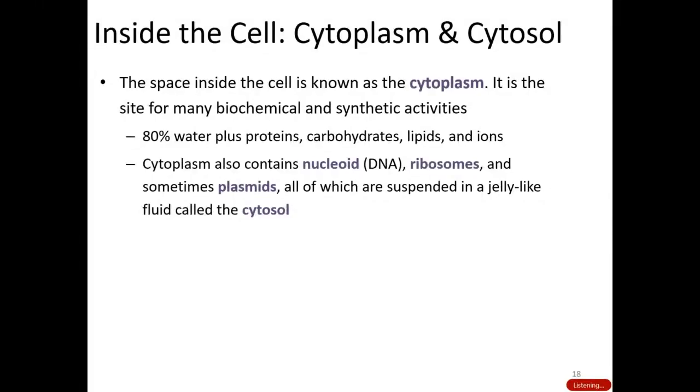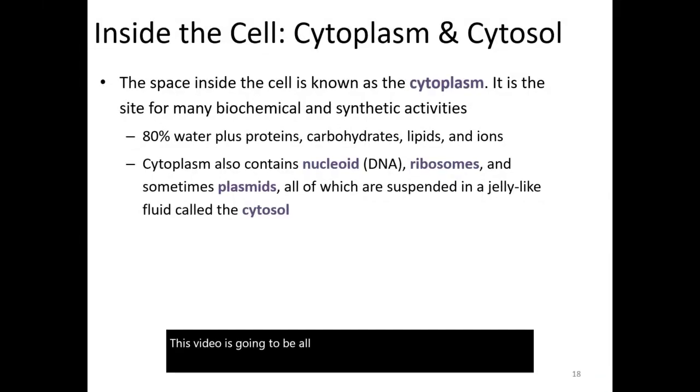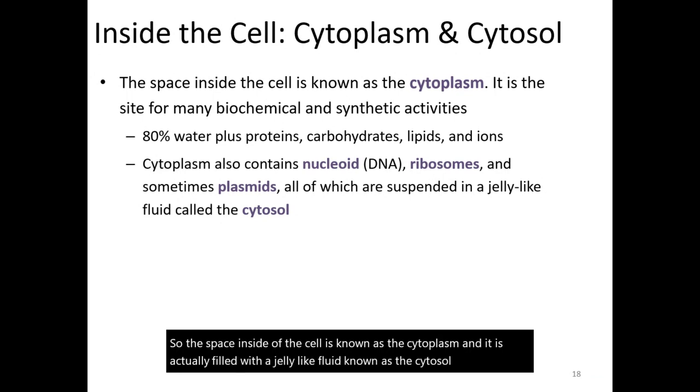This video is going to be all about the inside of a prokaryotic cell. So the space inside of the cell is known as the cytoplasm, and it is actually filled with a jelly-like fluid known as the cytosol. And it's that cytosol that kind of keeps everything inside the cell afloat. Okay, so it prevents everything from just dropping down to the bottom of the cell.